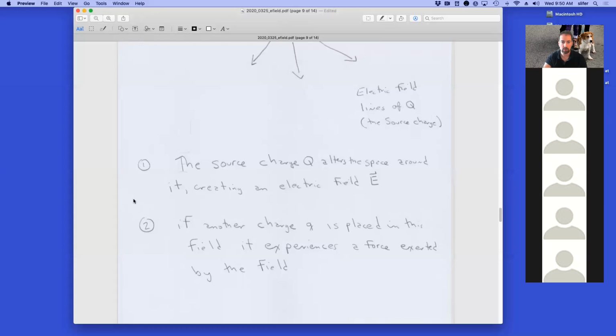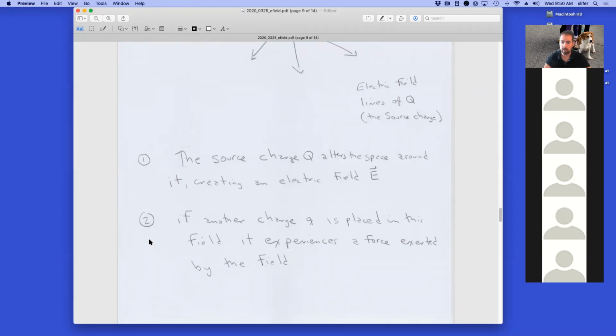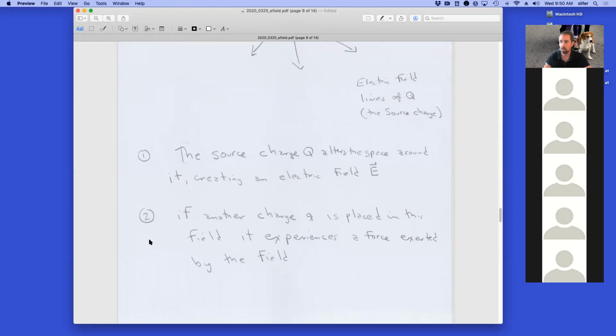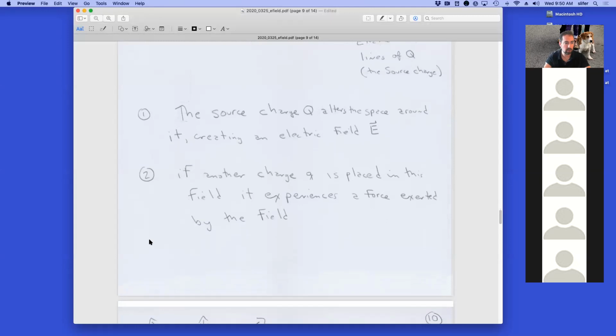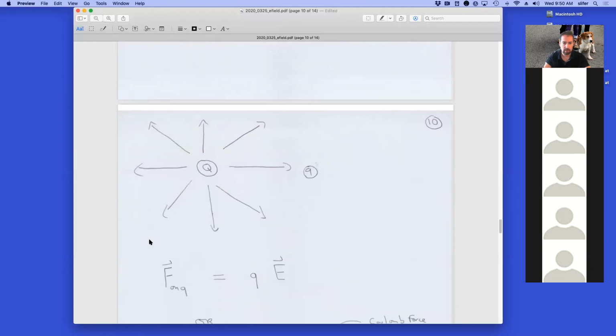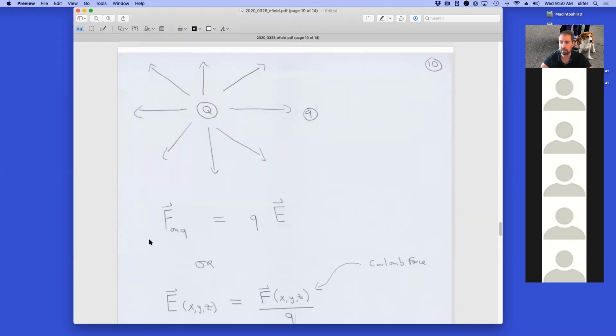To summarize, this is my 2 points. And now, once we've altered that space around the source charge, if I come in with a small charge, small q, and it's in that field, it will experience a force exerted by the field. So we've introduced this middleman, this idea of an electric field. Now, how do we calculate this? How do we get the magnitude of this new creature, the electric field?